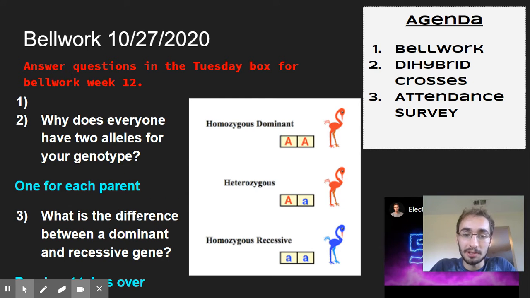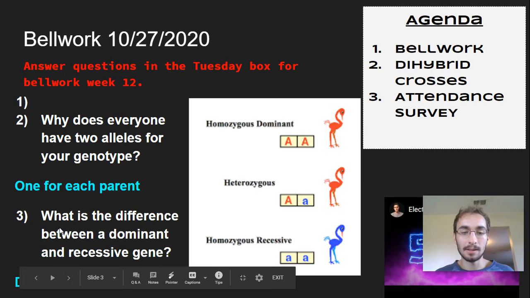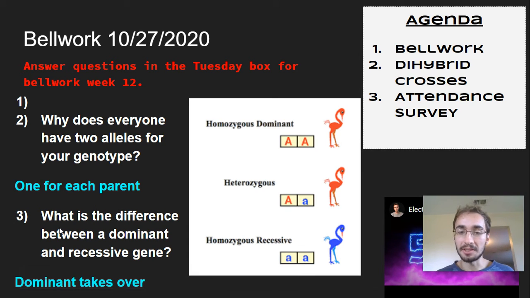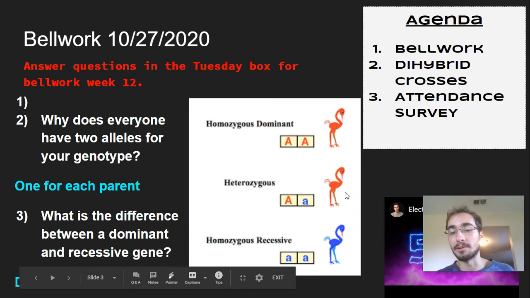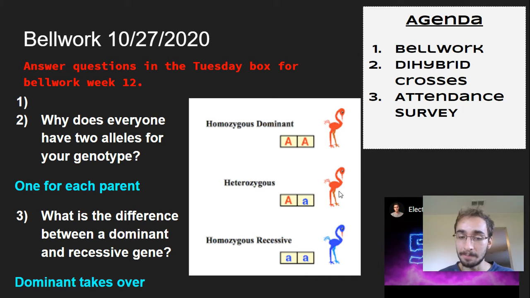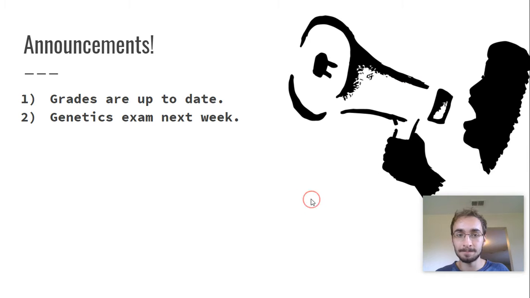So everyone has 2 alleles because you get one from your mom and then one from your dad. What is the difference between recessive and dominant? Dominant takes over. So let's say like this flamingo gets a dominant and recessive gene. The dominant one will take over and you'll look like the dominant one. So like everyone uses this example, like brown eyes is dominant to blue. So if you have a brown eye allele and a blue eye allele, you'll have brown eyes because it's dominant.